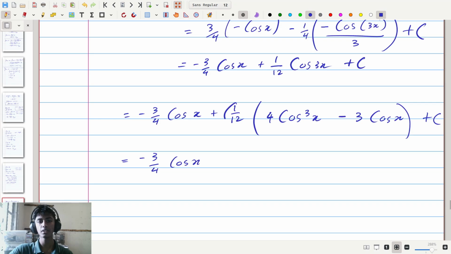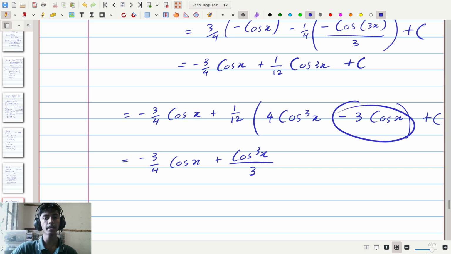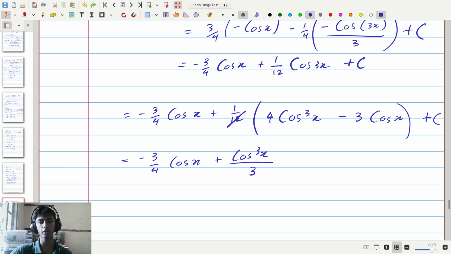For this bit, this 1/12 times 4 times the cosine³ of x is going to cut the 4, leaving us with 1/3 of a cosine³ of x. So we're going to write that down as cosine³ of x divided by 3. As for the second bit, the -3 cosine of x divided by 12 is going to cut the 3 in the 12 for this 3, leaving us with 1/4 of negative cosine of x, which I'm going to write as -1/4 cosine of x plus c.